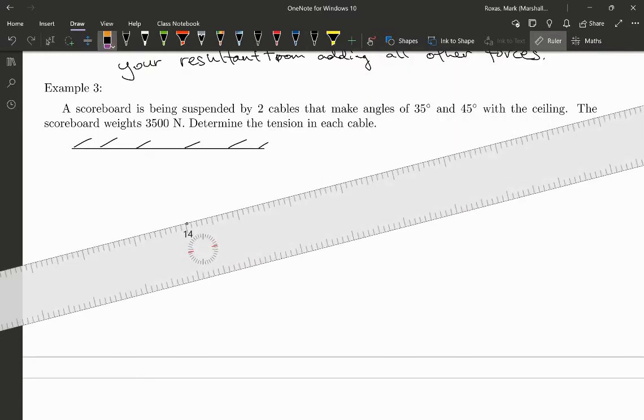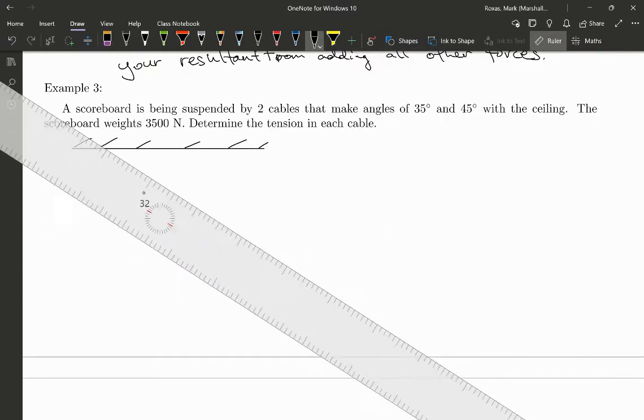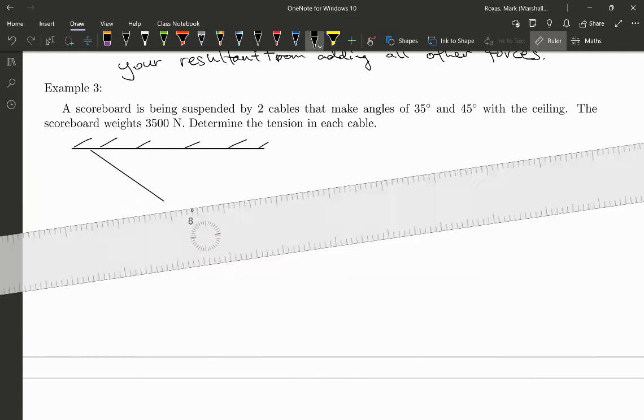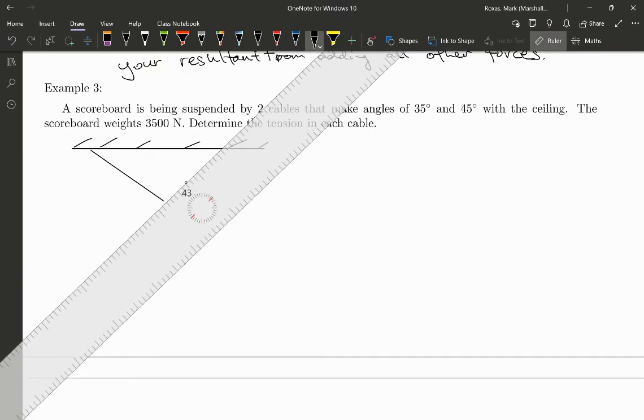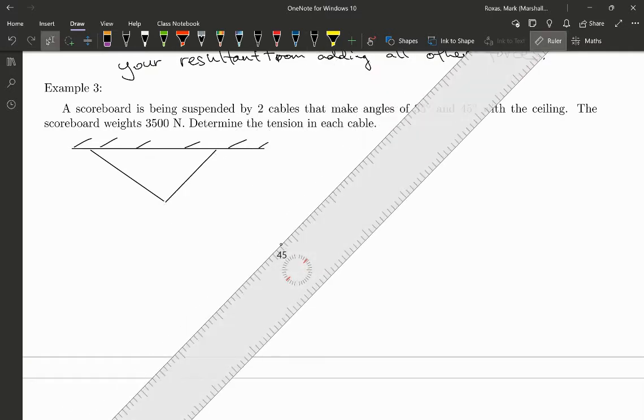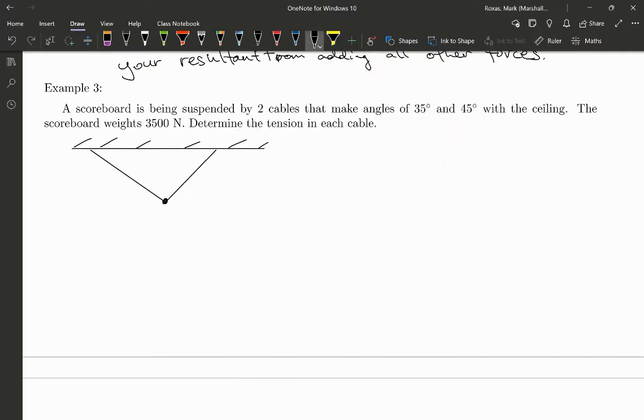Let me see if I can make the angles more precise. So we have an angle of 35 degrees. Okay, that's close enough. And an angle of 45 degrees. All right, that's close enough. There we go. And there's my scoreboard. That dot right there is going to be my scoreboard. I'm just going to fill this in, 35 degrees, and over here we have 45 degrees. And the scoreboard weighs 3,500 newtons.